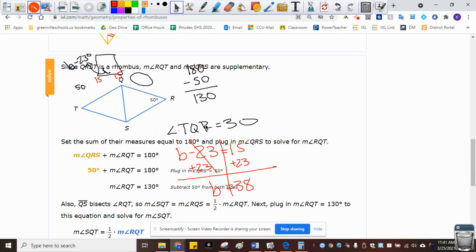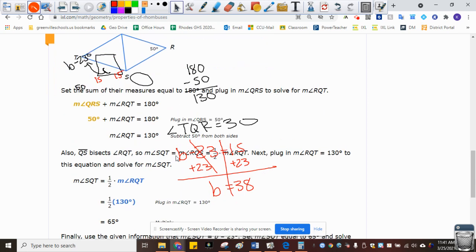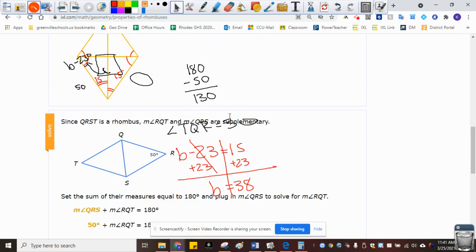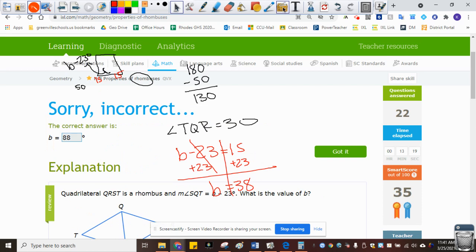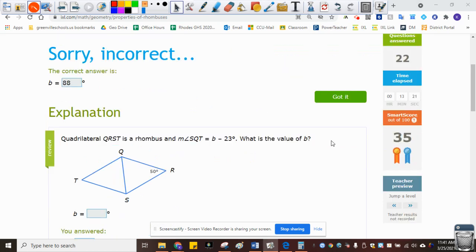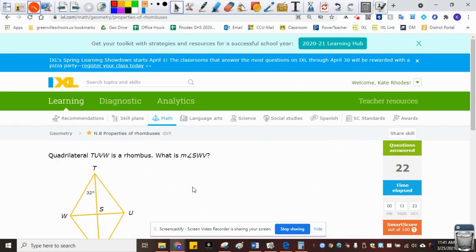130. Oh, I said 30. It was 130. Okay, same concept, but make sure you carry the 1 down as well. All right. Happens. I mess up too. Got it. Keep going.